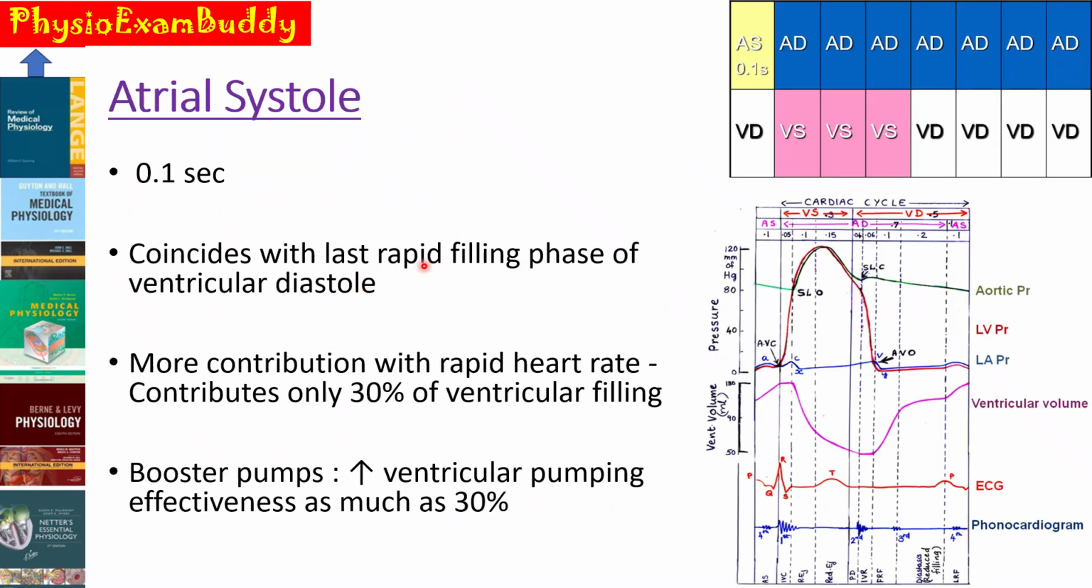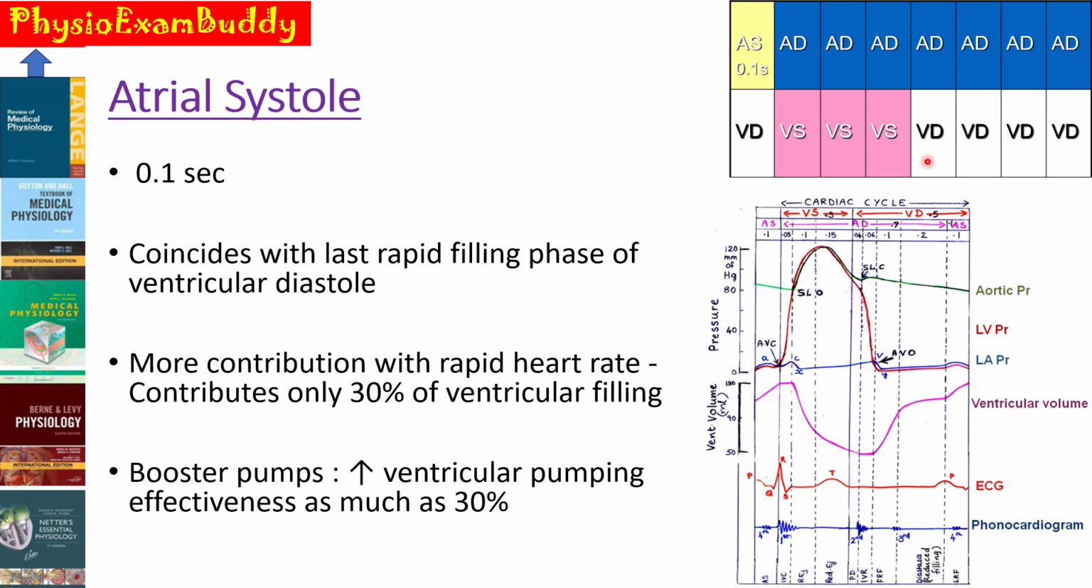Now we are going to study in detail the different phases in the cardiac cycle. First, we will study the atrial cycle, which includes atrial systole as well as atrial diastole. You can see here that the atrial systole lasts only for 0.1 second. This is the atrial systole portion in the Wiggers diagram. And you can also see that it coincides with the last rapid filling phase of the ventricular diastole.